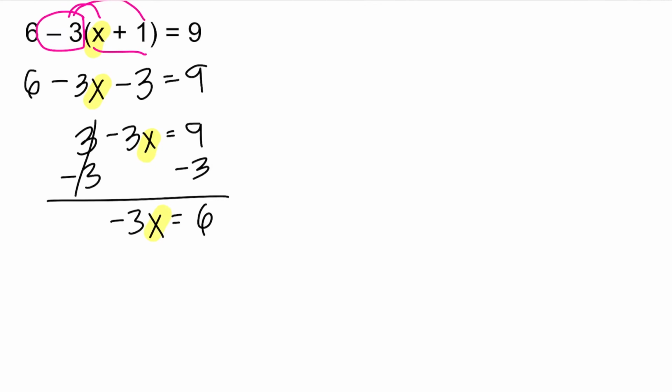Now since x is multiplied by negative 3, I'm going to divide both sides by negative 3. Negative 3x divided by negative 3 just gives me 1x. 6 divided by negative 3 is negative 2.